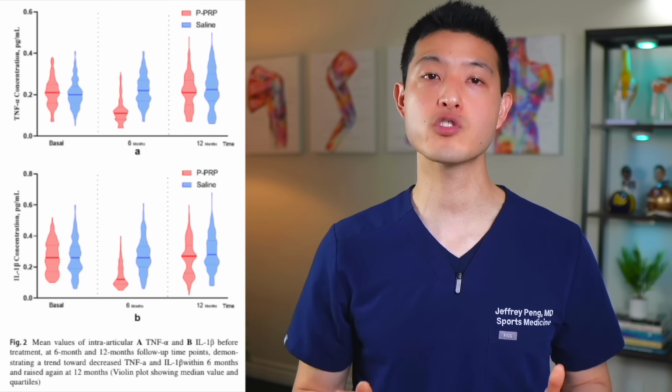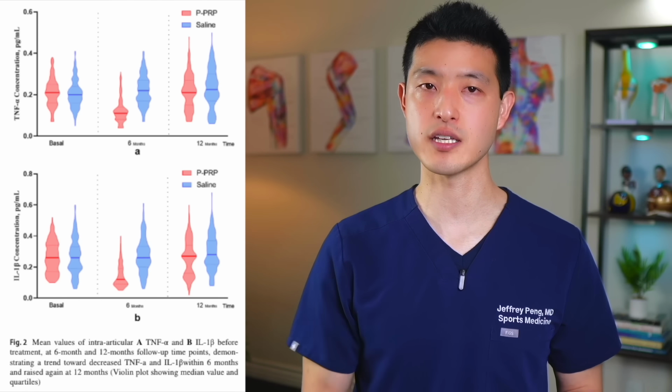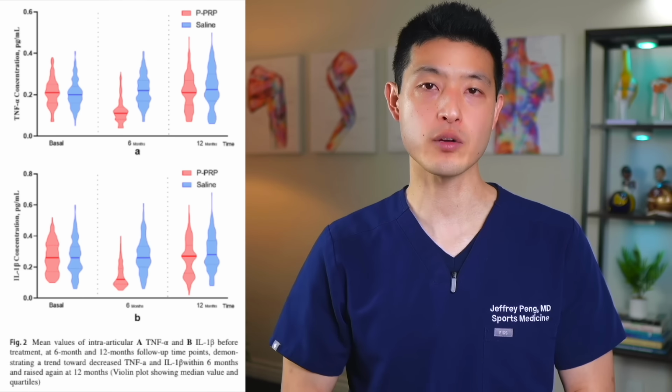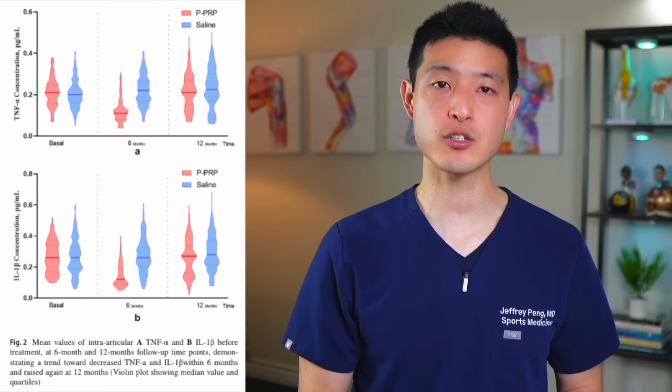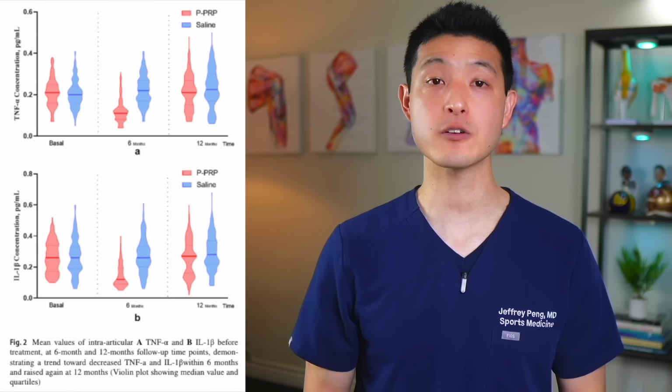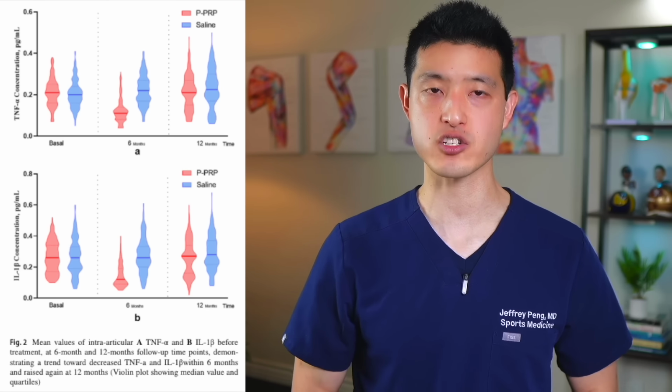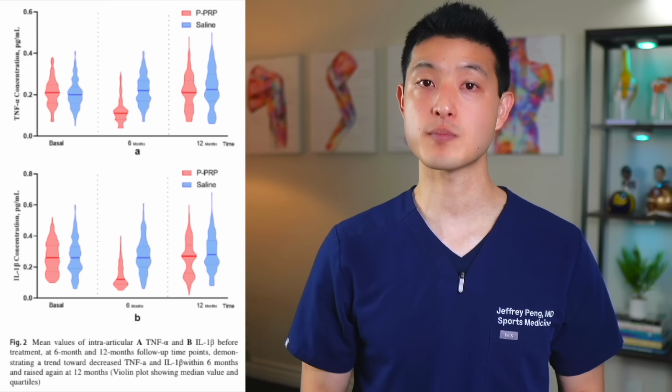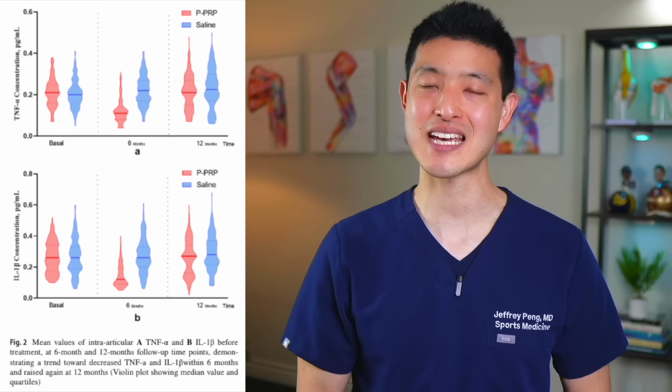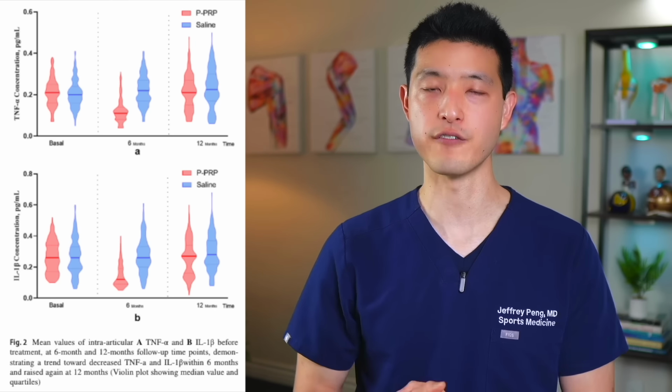The researchers from the study analyzed the synovial fluid in the knees of patients who got PRP and those who got placebo. The placebo group had no changes to the level of inflammation in their knees. However, the PRP group had a significant decrease in inflammatory markers in their knees at 6 months post-injection. This drop in inflammation helps to keep healthy cartilage intact and slows the progression of arthritis.